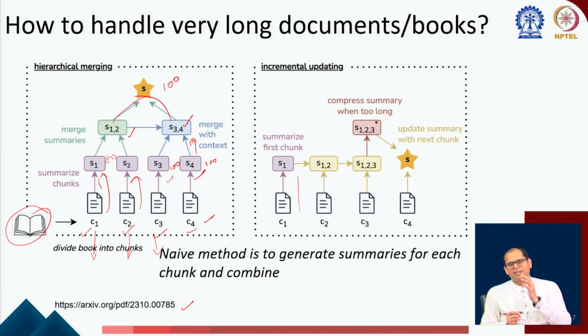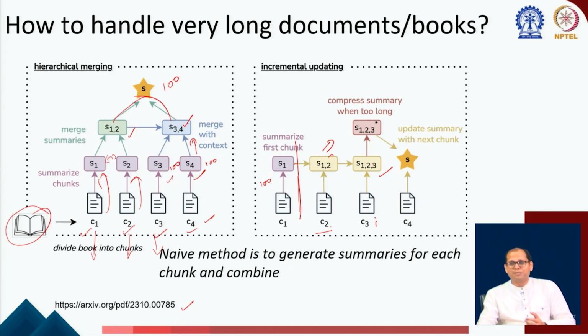Second is incremental updating. I had chunk 1, I created a summary, say 100 words. Now, I got another chunk. So, you give that chunk and the previous summary in your prompt as an input, and you create a new summary that takes into account whatever you have seen till now. Very similar to how you do in the RNNs. And then you have a new chunk, you take the previous summary and the chunk and create the new summary, and you keep on doing that.